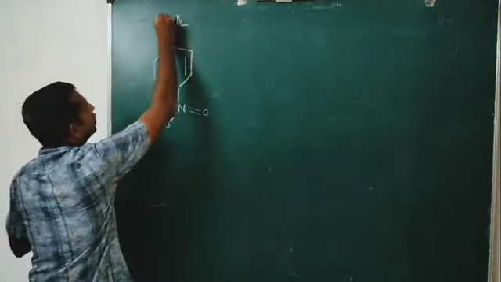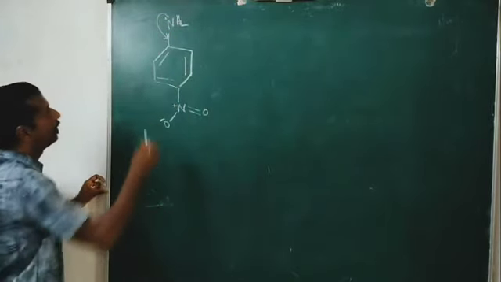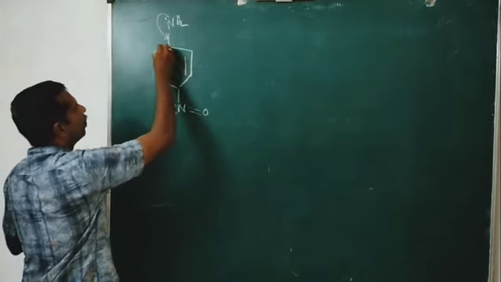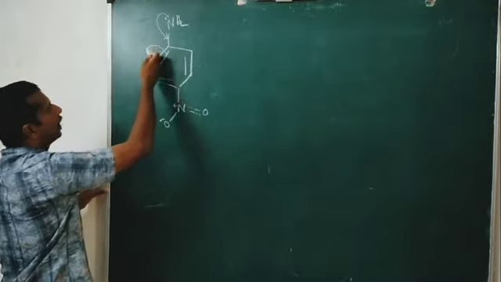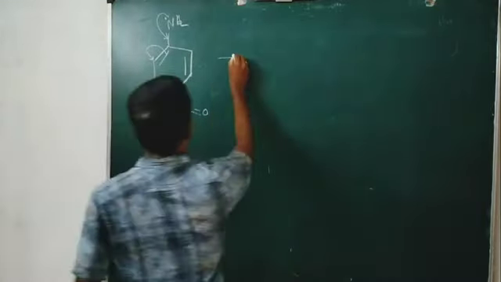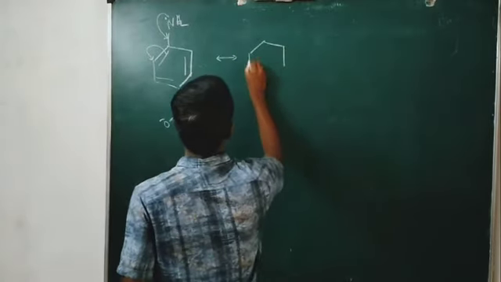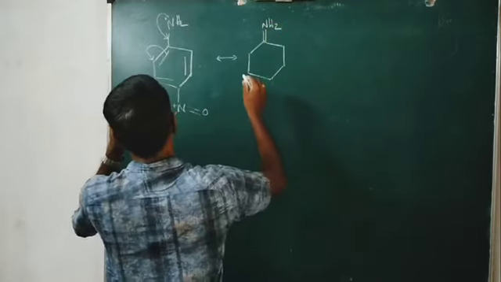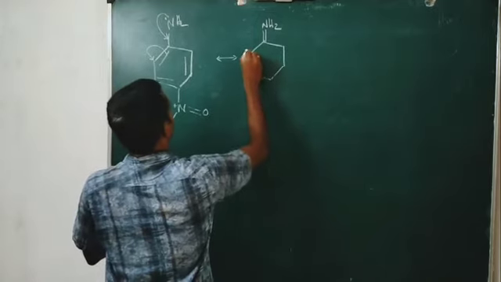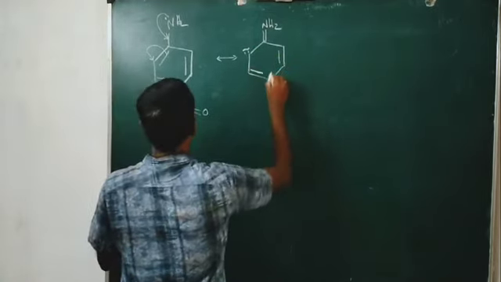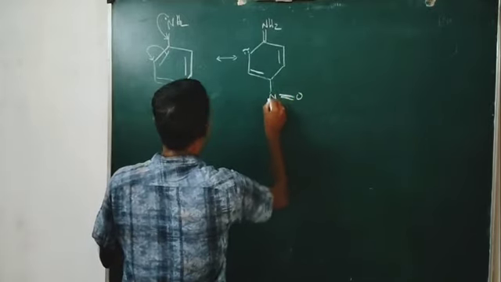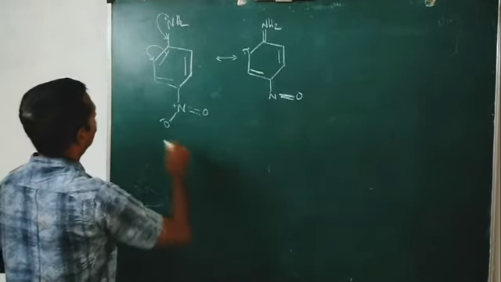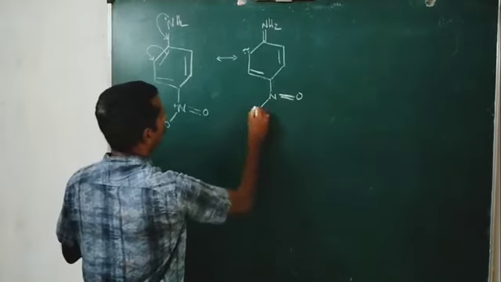So now look at it here. This pair of electron is shifting to here, correct? Now you can see that this bond is breaking from here. This bond breaks from here. So you get a structure like this. Here it is double bond NH2. Okay, here it is like this. Here it is N double bond O, O, okay, like this.